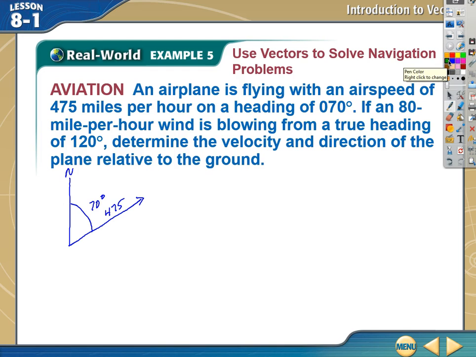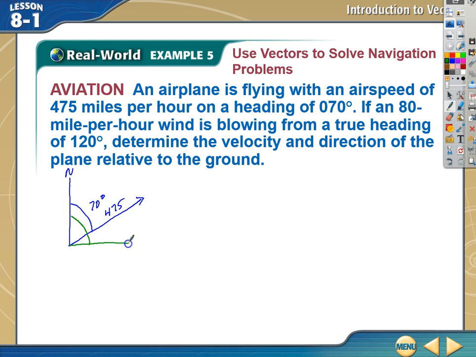So let's talk about the next one. This next one is a little bit harder. It says, if an 80 mile per hour wind is blowing from a true heading of 120 degrees. What's a true heading, you ask? It's the same as what we talked about earlier. A true heading is starting at the north line and going 120 degrees.